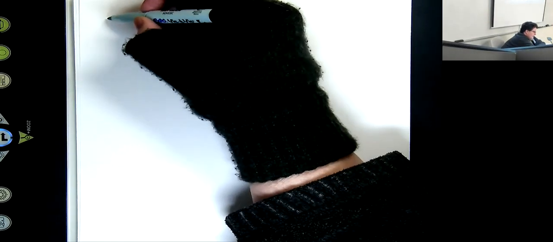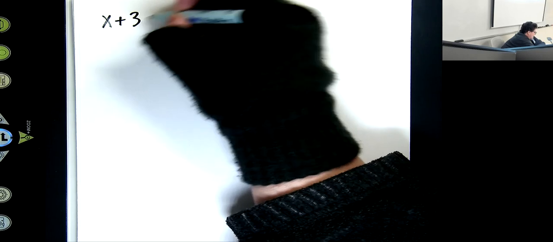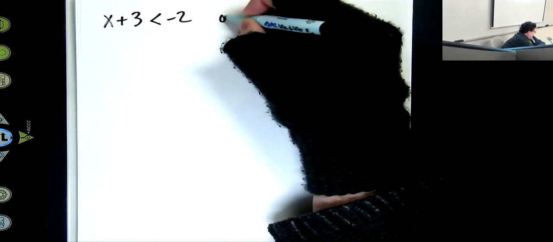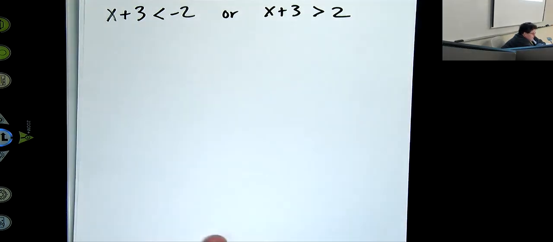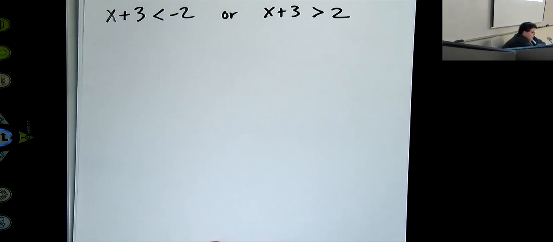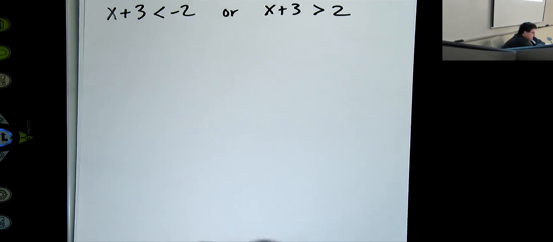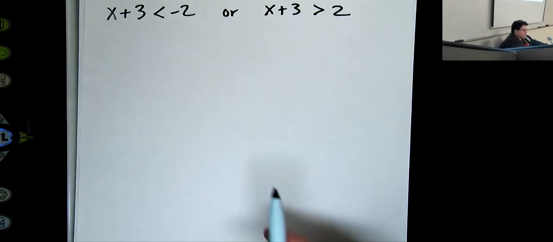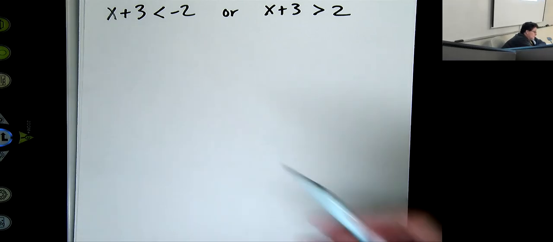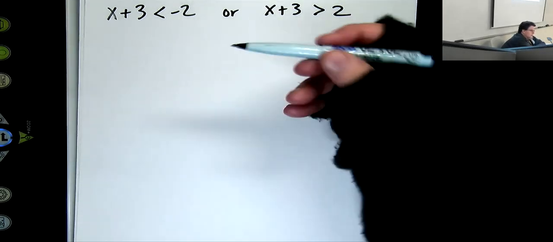We could have a scenario where we have x plus 3 is less than -2, or x plus 3 is greater than 2. The or, there's no way of combining them. This is where students start making mistakes with the mixed symbols. The or is where students start trying to do that. Don't do it. Just solve for each one individually.